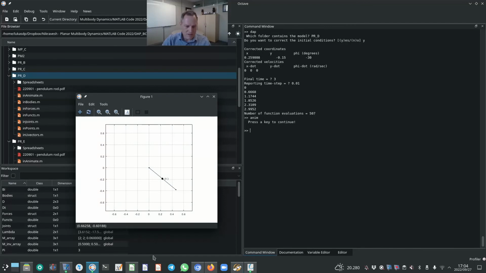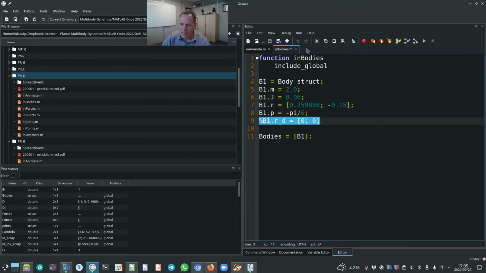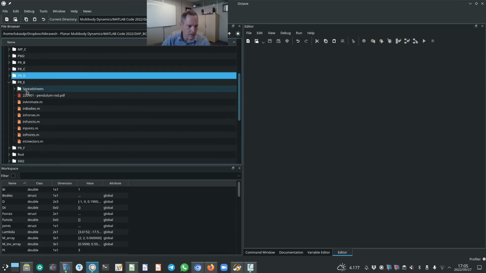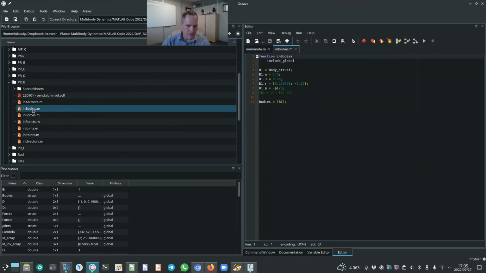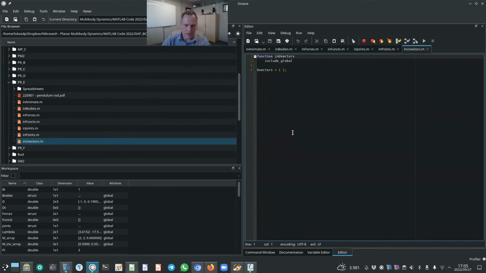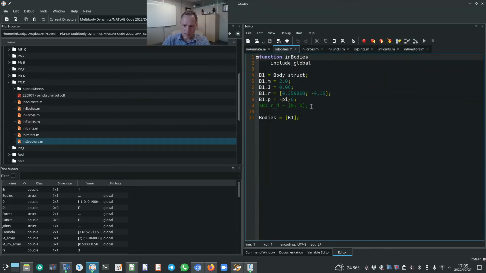Okay, so for my next example, I just want to quickly change this back to 6 Newton meters. My next example that I want to show you is again the pendulum rod, but in this case, let me just open the input files quickly. Okay, so inanimate stays the same as before, in body is also the same.